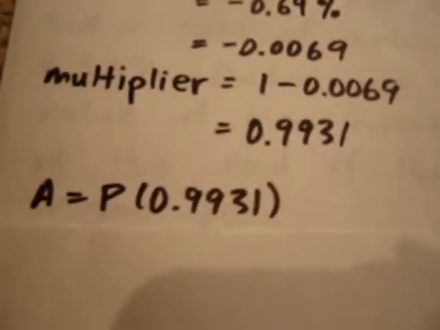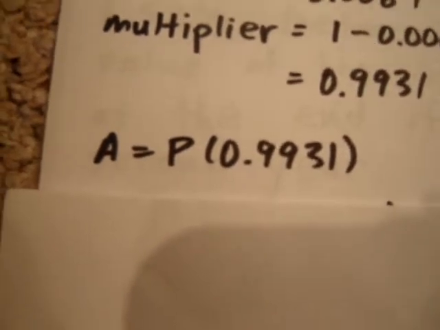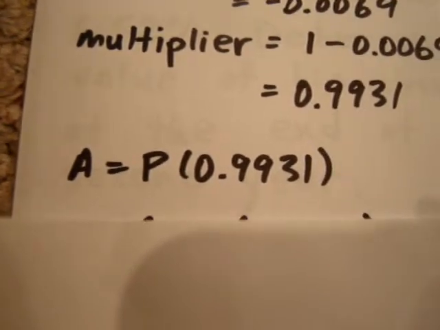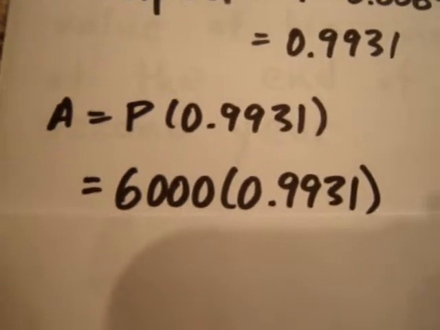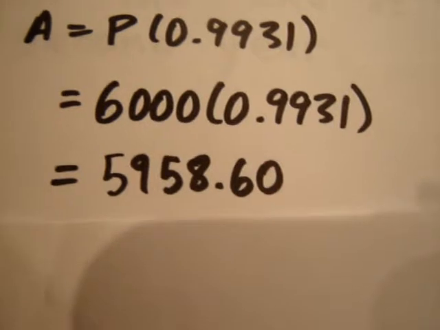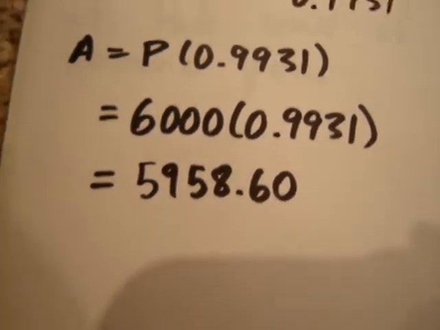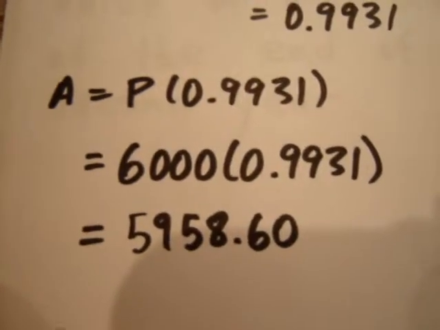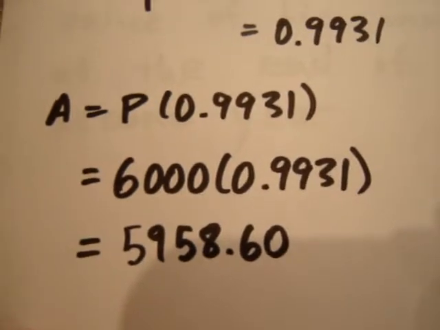So next we can say that our final amount is equal to our prior amount times 0.9931. So we have 6,000 times 0.9931, which is $5,958.60. That's how much Terrence has in the bank after 1 year.